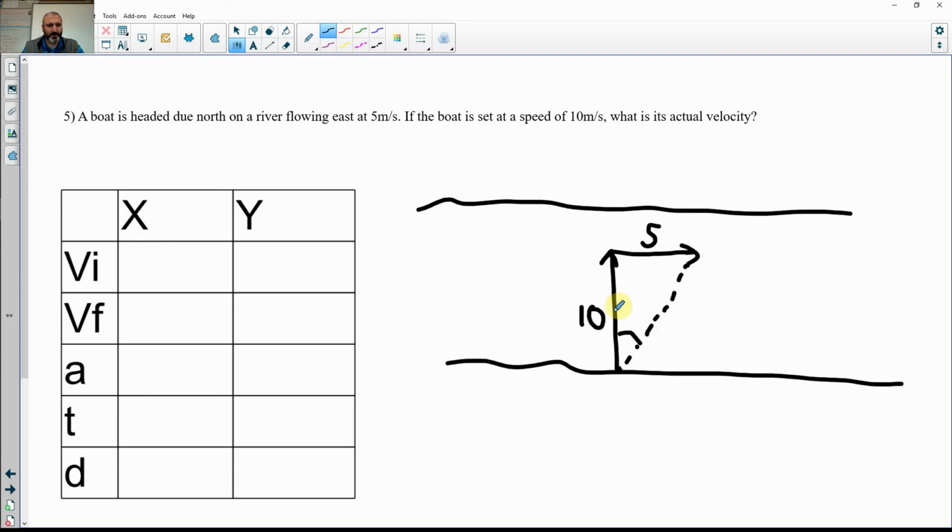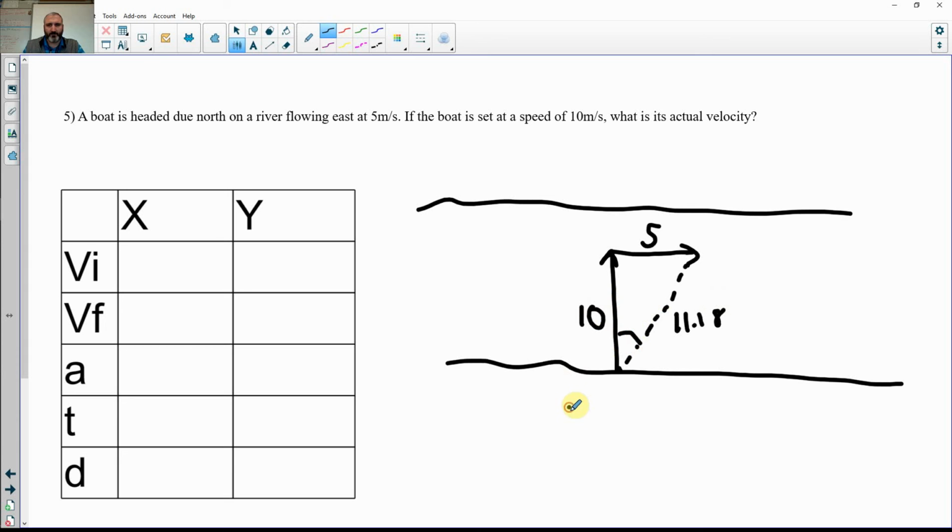But let's figure out the speed, which is going to be Pythagorean theorem, 10 squared plus 5 squared equals 125. The square root of 125 is an error. That's not good. Square root of 125 is 11.18, so 11.18 meters per second.